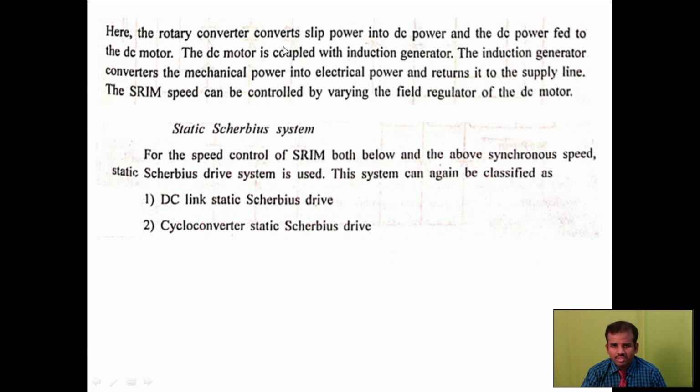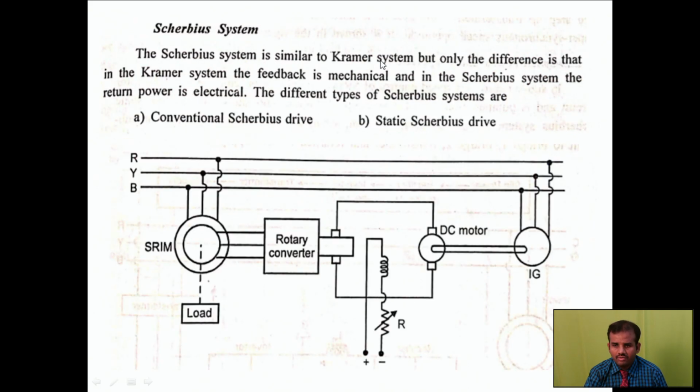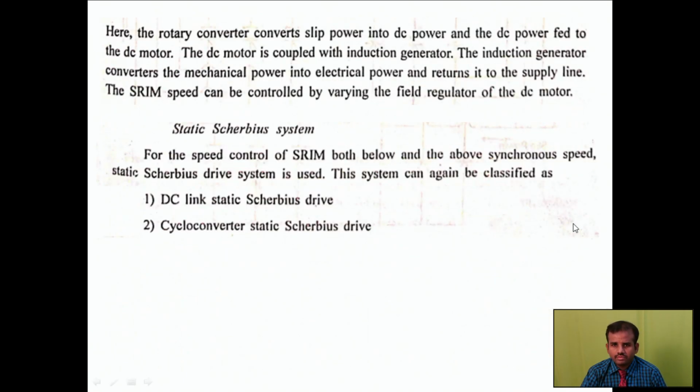The DC motor is coupled with this induction generator. Here the DC motor and the induction generator are coupled; the motor and the generator are coupled. The induction generator converts the mechanical power into electrical power, because it is a generator, and returns it to the supply line.